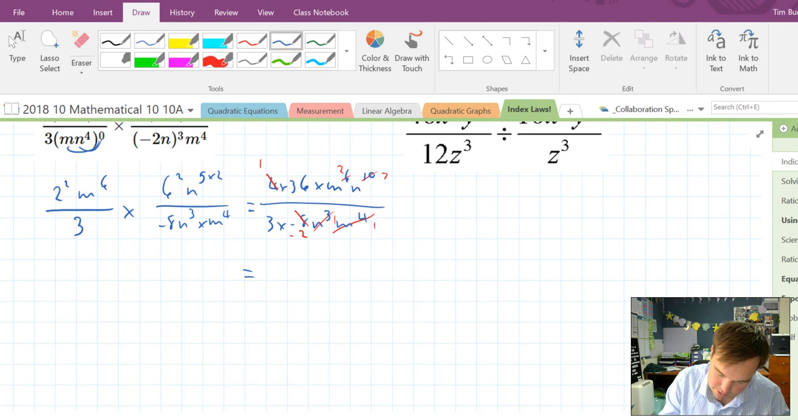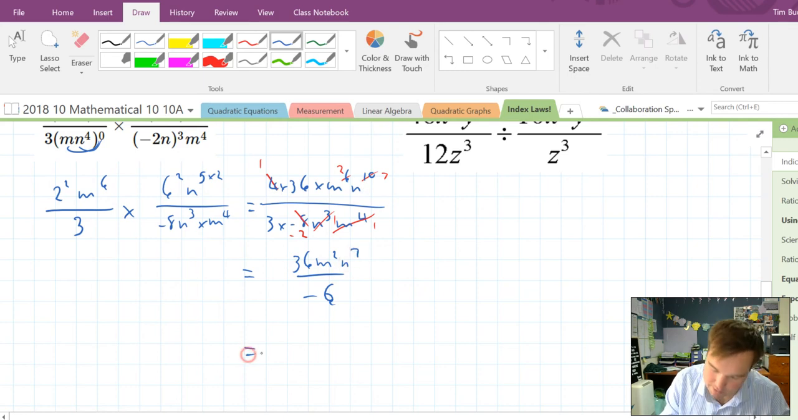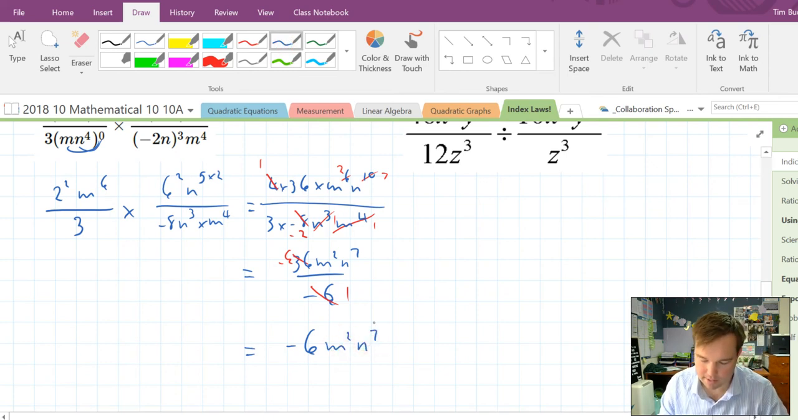So what we're left with is, on the bottom, 3 times minus 2, minus 6. On the top, there's still that 36. There is an m to the 2. There is an n to the 7. Then 36 divided by minus 6, well, that's negative 6. Essentially what we're doing is taking a 6 out of there, so negative 6 out of there, and negative 6 out of that, which leaves 1 on the bottom, which we can pretty much ignore. m squared n to the 7 is our answer.